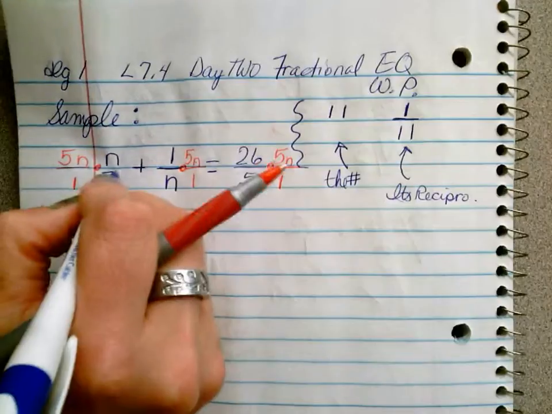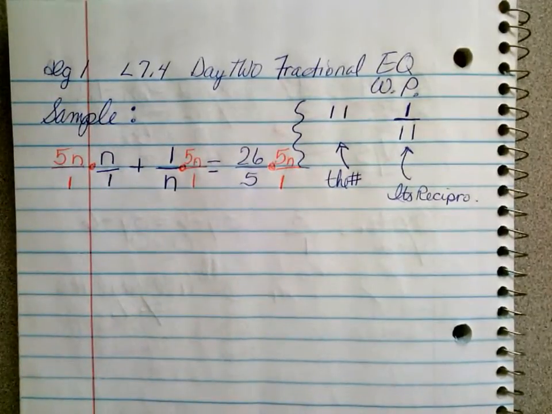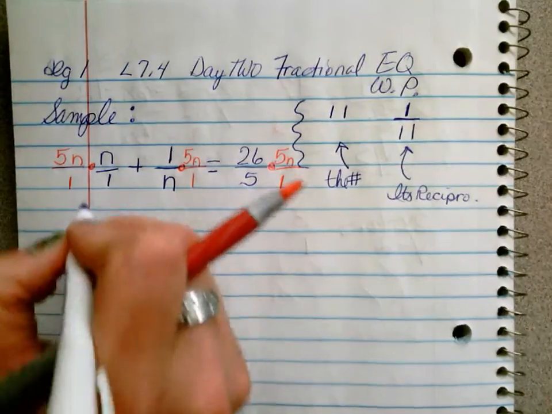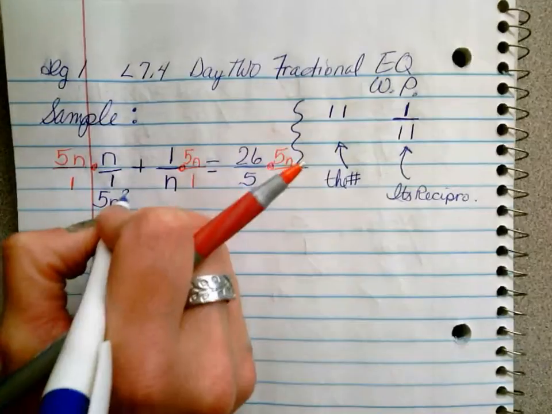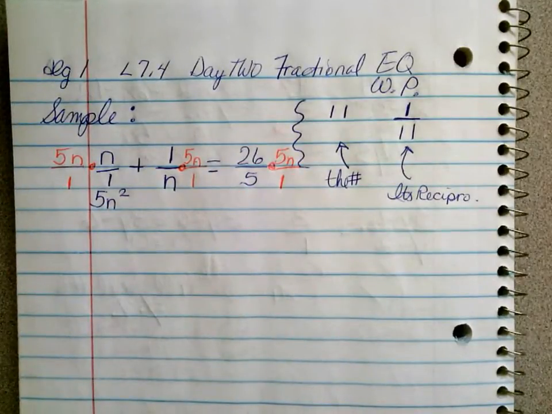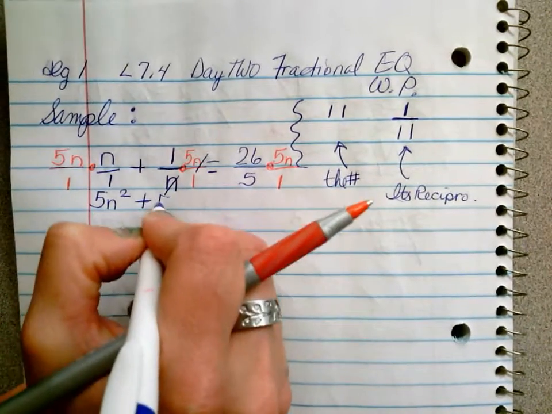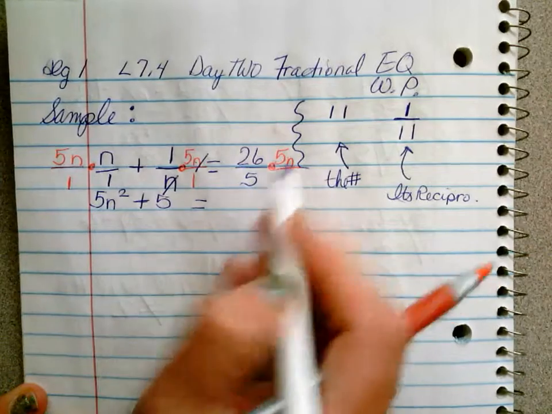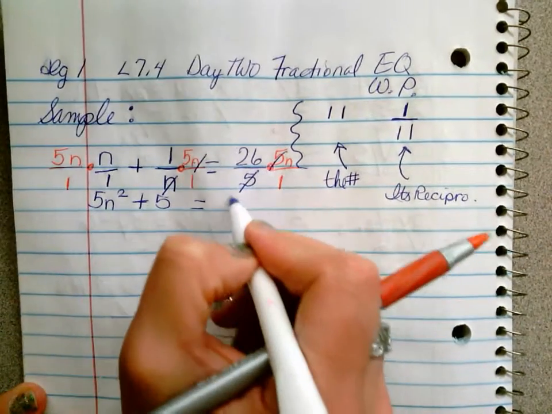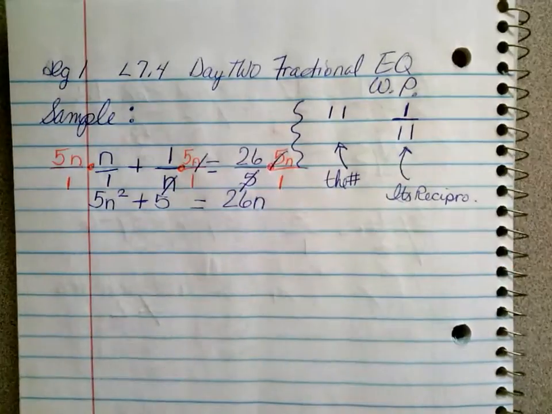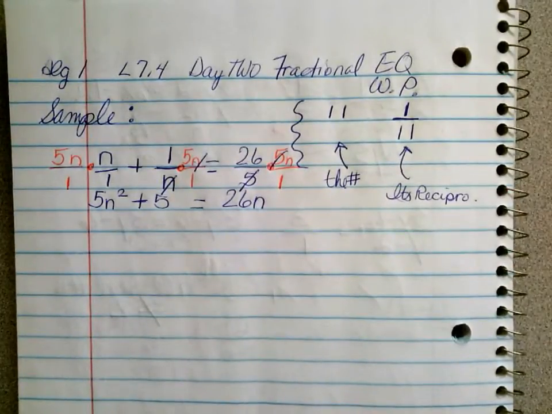So far, still good? Okay. And in the first position, we have 5n times n, 1 times 1, so you end up with 5n squared. In the second position, plus 5, because the n's canceled. And what canceled here? The 5, so it's just going to be 10. To solve, we are going to subtract that 26n over, factor, and solve for 0. It's going to look like this.